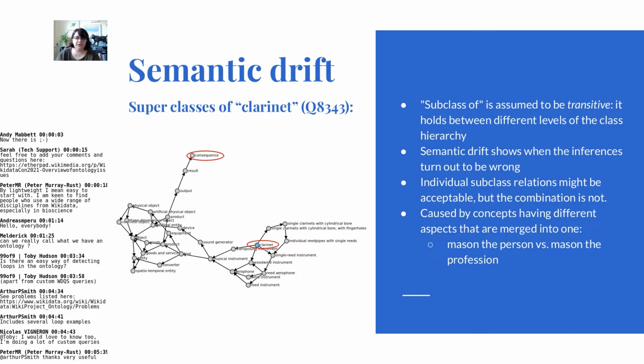This, for example, happens when different aspects or closely associated concepts are merged into one item. So, for example, Mason the person and Mason the profession are slightly different, and if they're treated in the same item, then some of those relationships can become nonsensical.